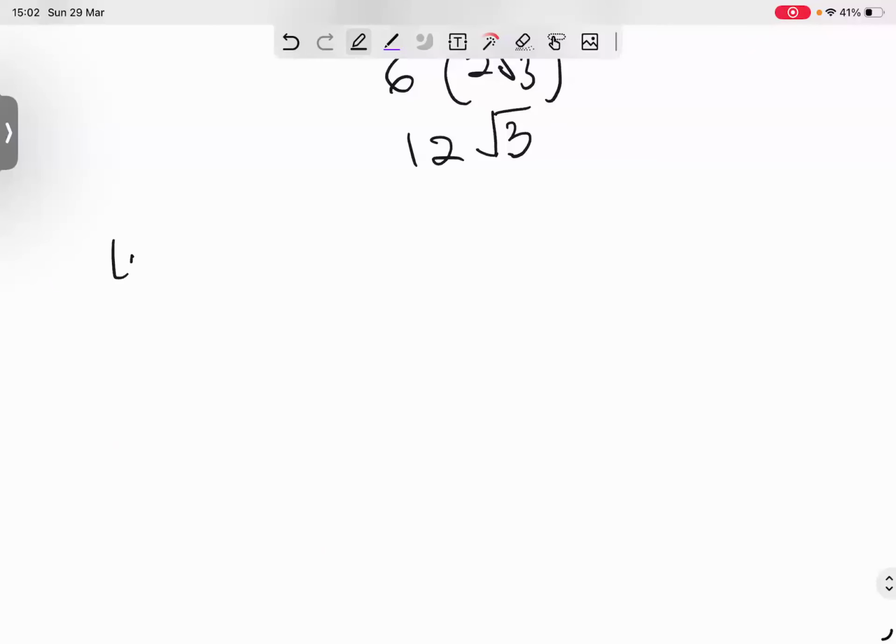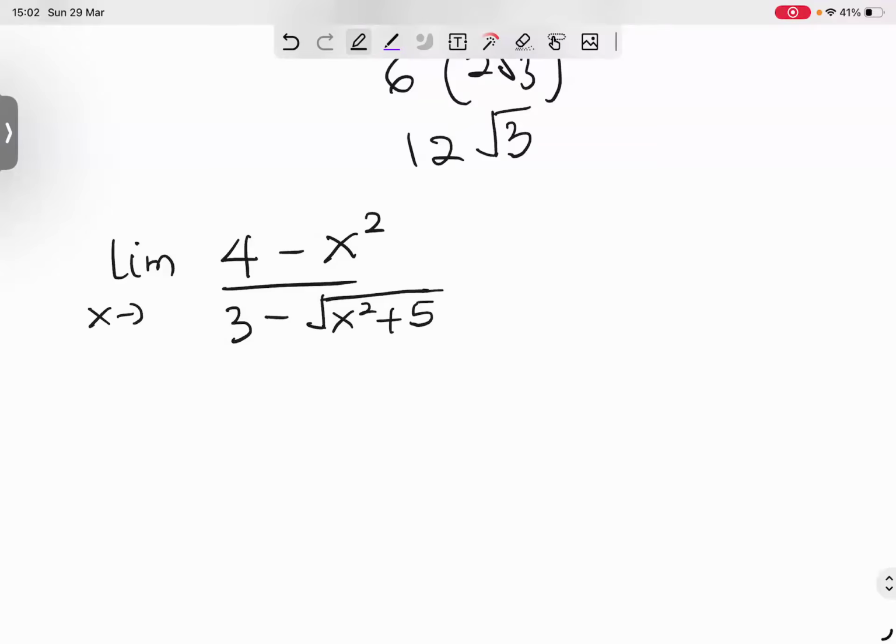Please, the limit is 4 minus x squared, all divided by 3 minus root x squared plus 5. Is it all under the root? Yes, please. As x approaches 2. All right, so wherever we see x, we are going to put a 2 there, right?